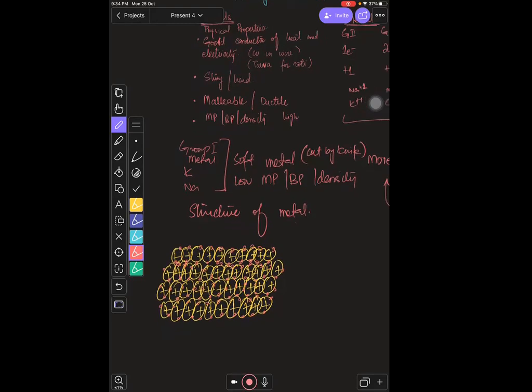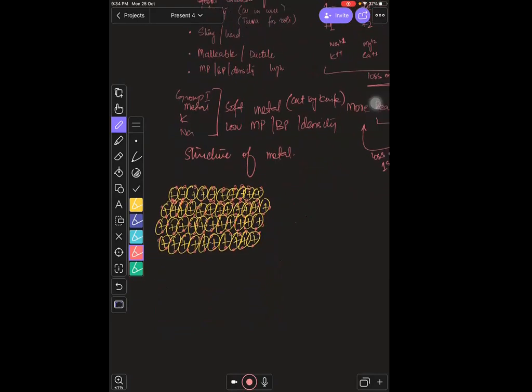So for example, if you are going to apply pressure, or if you are going to hammer them, they will slide over each other in this way. For example, if you apply pressure over there, they will reshape in this way.